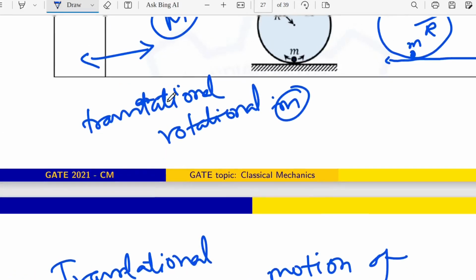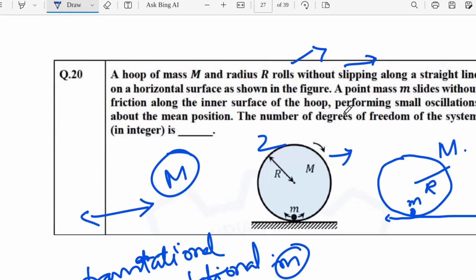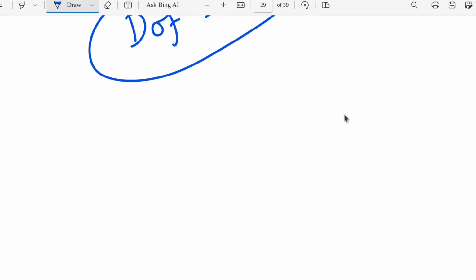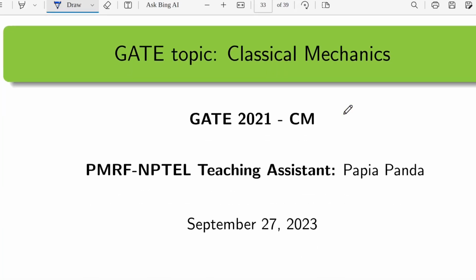If there is some friction or there is some slipping for that small m as well as capital M respectively, then we can have some constraint and after that we can have some different value of degrees of freedom. But here, as there is totally purely rotational and translational motion, we can tell the number of degrees of freedom of the system is 2. Okay, so I am just going to move on to the next question.